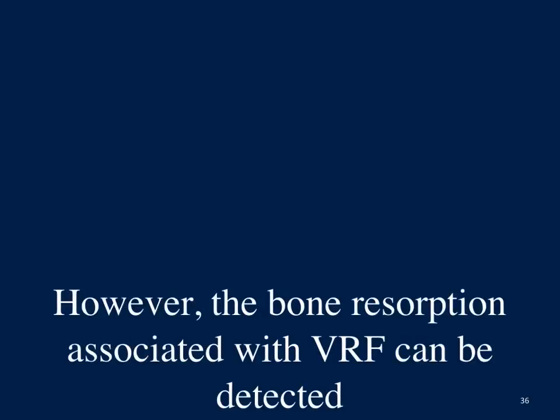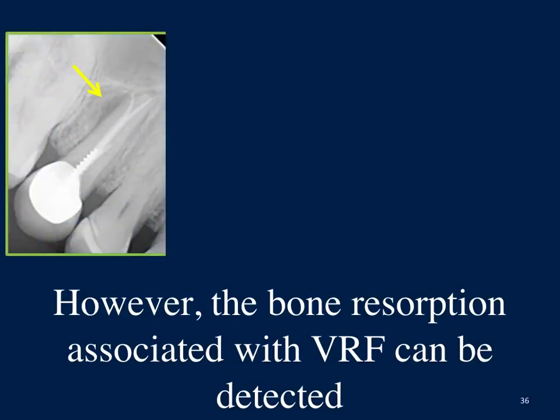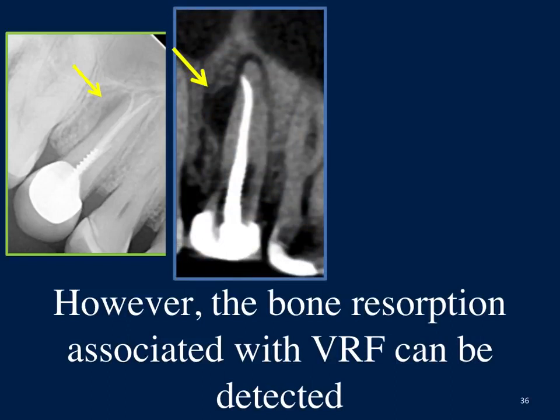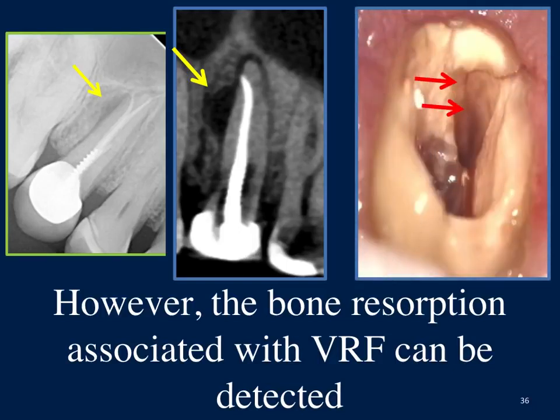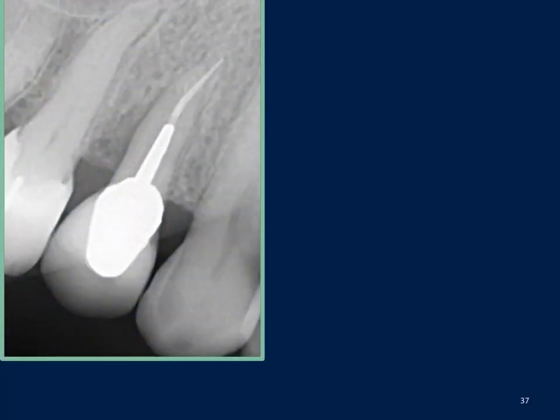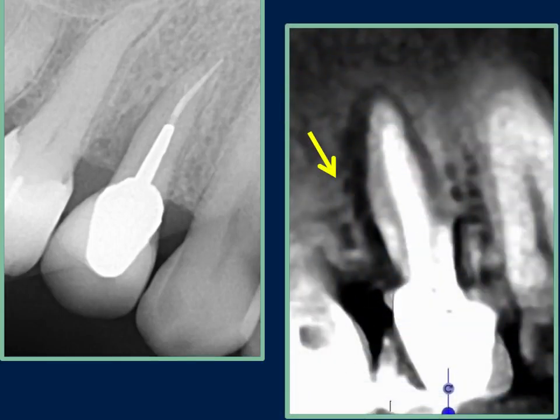However, the cone beam will show me a bone resorption associated with vertical root fracture. You look here, we have lateral radiolucency. If we take cone beam, we can see here we have this bone resorption in the lateral region. We can verify with the microscope. You can see the crack inside the root, so we reach a diagnosis of vertical root fracture. If you look here at this tooth, you can see with the cone beam we have a lateral radiolucency along the whole wall of the whole root.